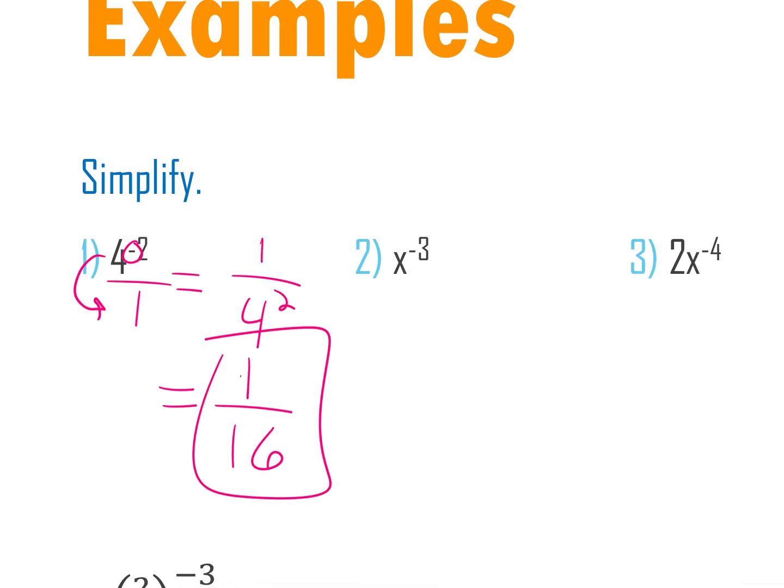Similarly, if I had x to the negative 3, not simplified, and it's not already a fraction, so if you want to make it a fraction, you're going to write over 1. Negative 3, we're going to make positive by moving it to the bottom. It's on top, so you want to move it to the bottom. This is going to become 1 over x to the positive 3.